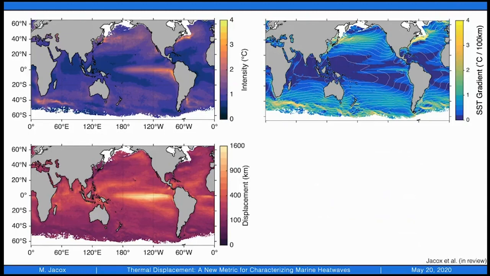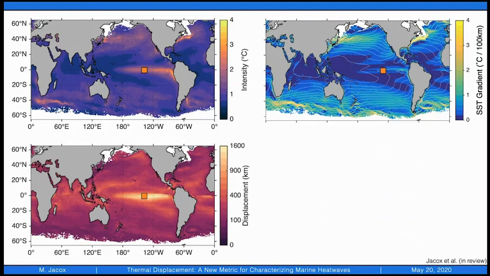So the idea here is simply that if you've got an anomaly during a marine heat wave, if the temperature gradient is very small, then you have to go a long ways to compensate for that anomaly to find that cooler water. Whereas when you have a strong SST gradient, even if it's very warm, that cooler water might be quite close by. So we can look at this with example locations.